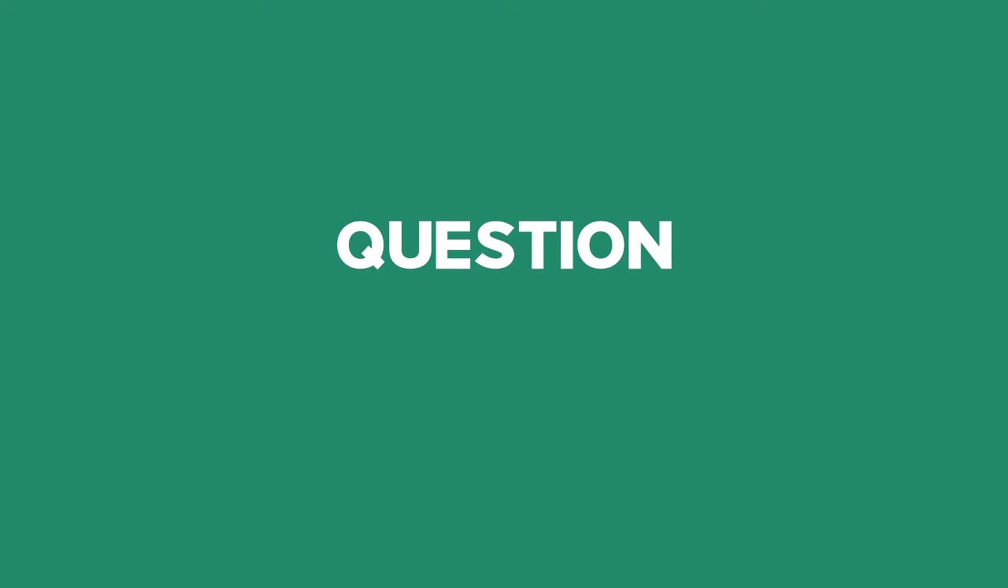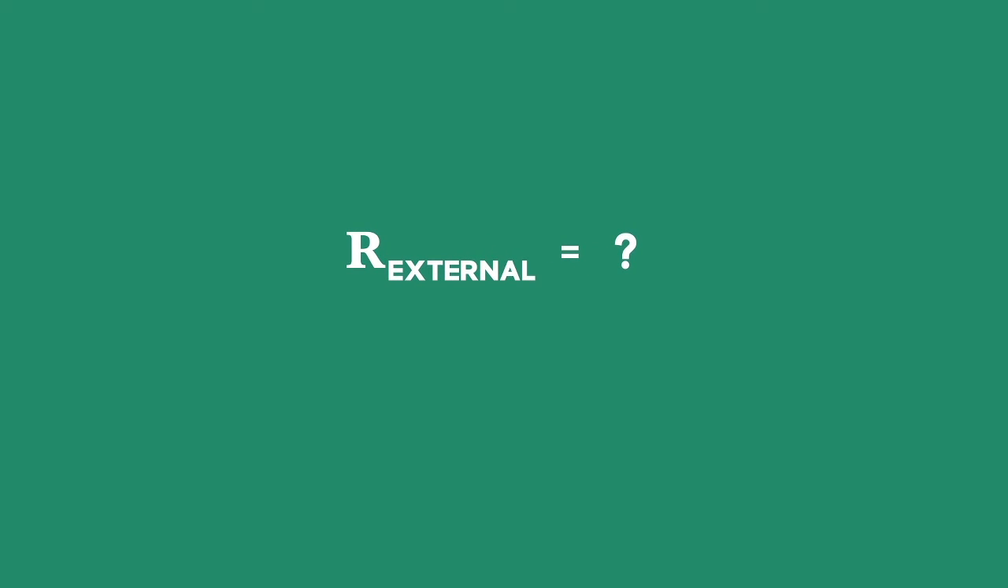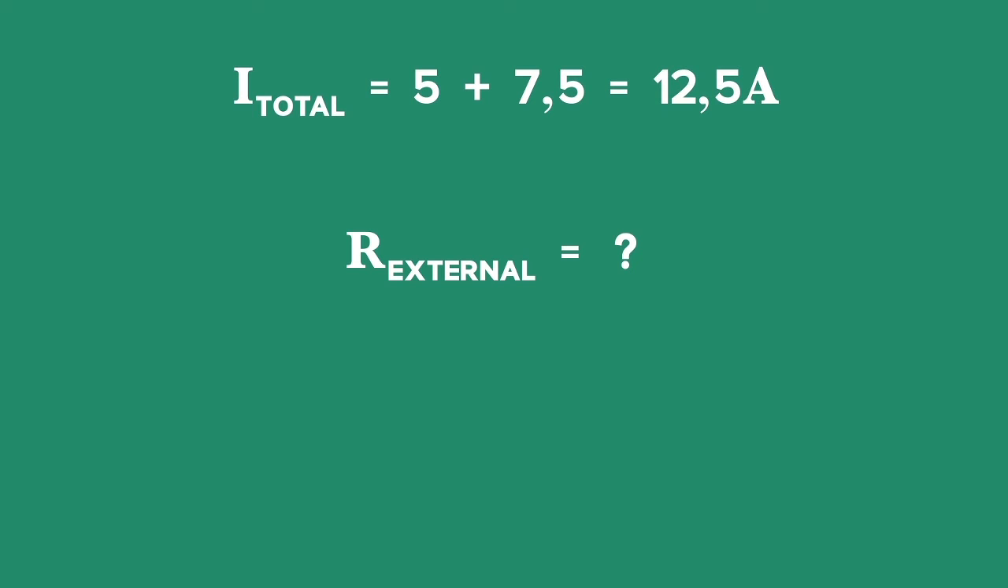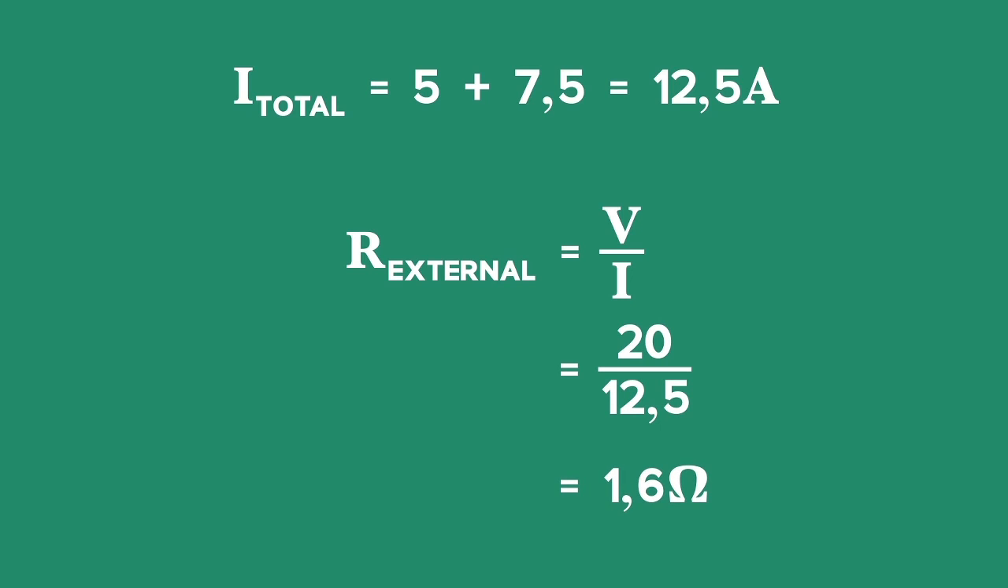The next question asks us to calculate the total resistance of the external circuit. First, we need to add up the currents from the parallel branches to get the total current. This current external is equal to 5 plus 7,5, which gives us 12,5 amps. Now we can calculate the resistance, remembering that voltmeters in parallel are equal. Thus, resistance is equal to potential difference divided by current, which is equal to 20 divided by 12,5, and of course this equals 1,6 ohms.